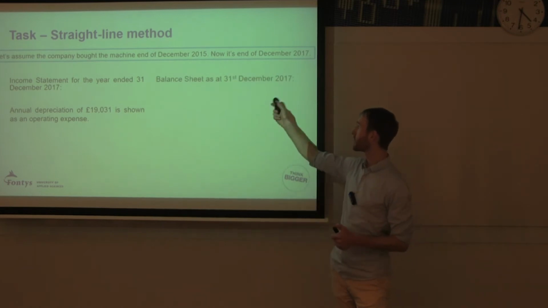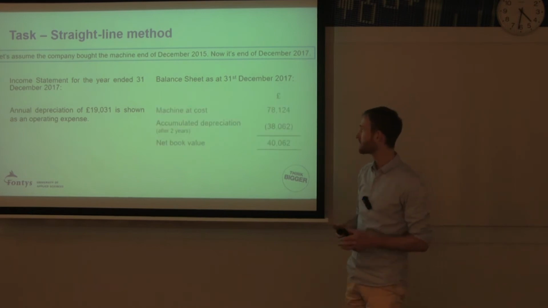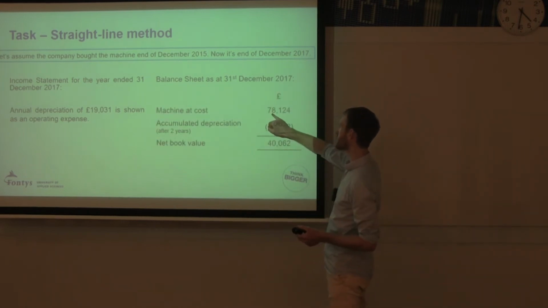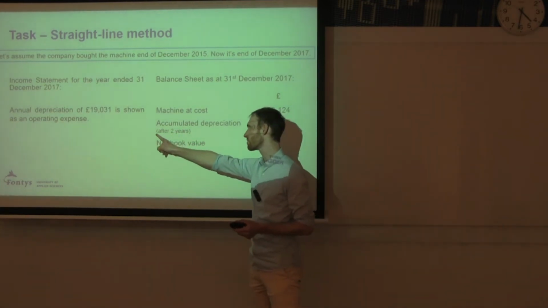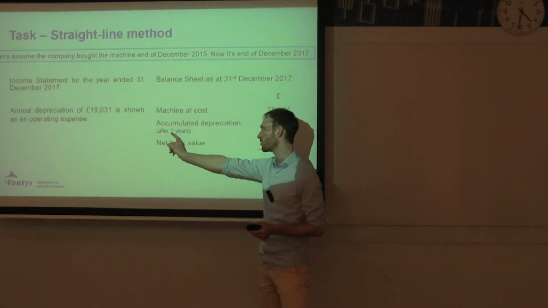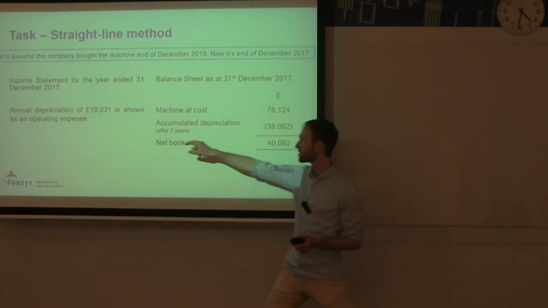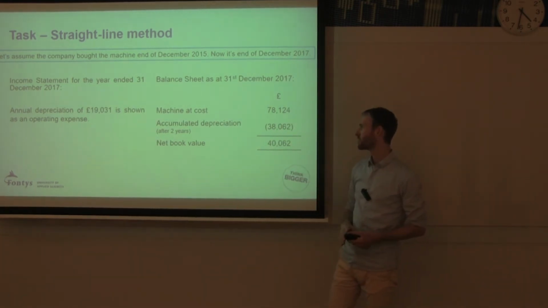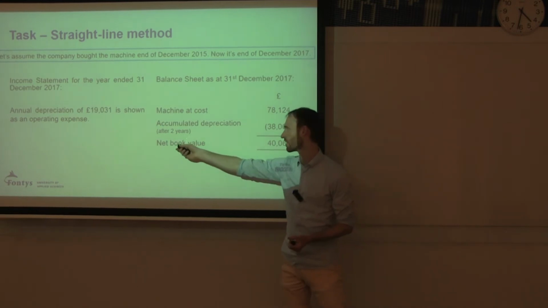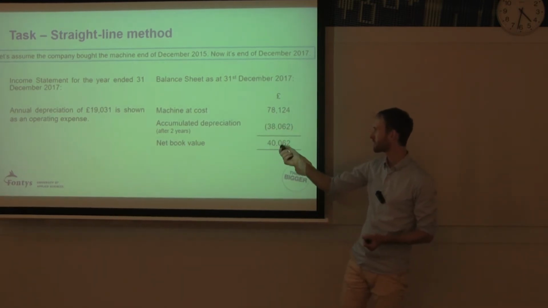If you look at the balance sheet at the same point in time, 2 years after we bought the asset, we bought the asset for 78,124, and we have 2 years of depreciation. After 2 years, it has depreciated 2 times this amount, so 38,062. So what is still left? The net book value is 40,062. Simply this minus this gives this. So cost minus the total depreciation gives this.